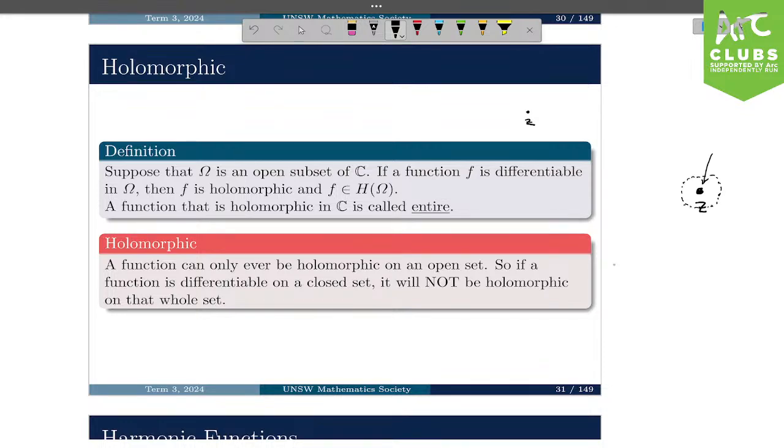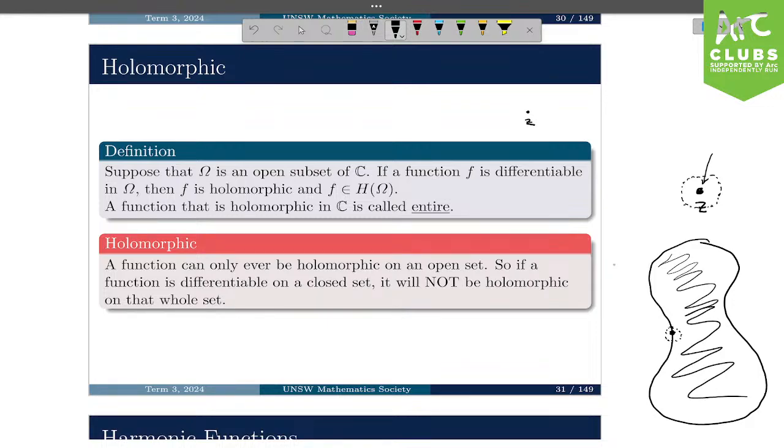So if the function is differentiable on a closed set, it will not be holomorphic on that whole set, right? And this comes from this definition of a function only being holomorphic at a point if it's differentiable in a region around that point, right? So if you imagine a function f being differentiable on a closed set like this, it won't be holomorphic on any of the boundary points, right? Because it's not going to be differentiable in a neighborhood around that point, right? So it'll only be holomorphic on all the interior points of that set, but not on the boundary points.